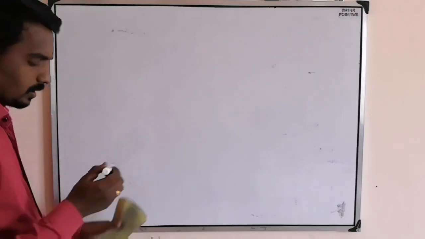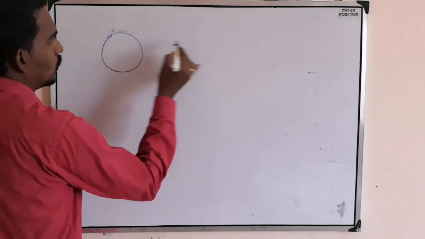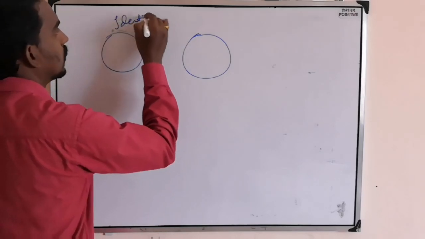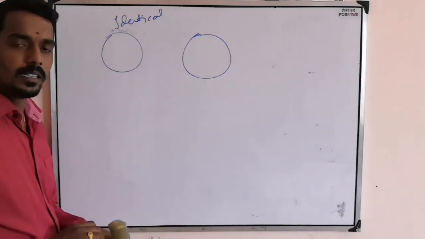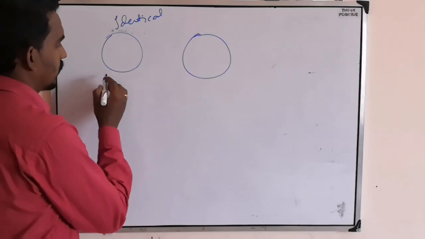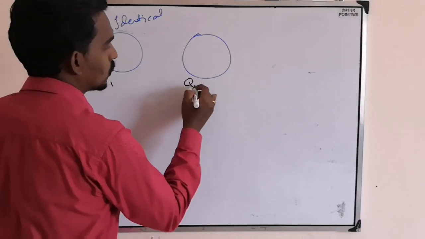First thing, let's take two identical bodies. Identical means same in dimensions and everything. Having charges q1, q2.